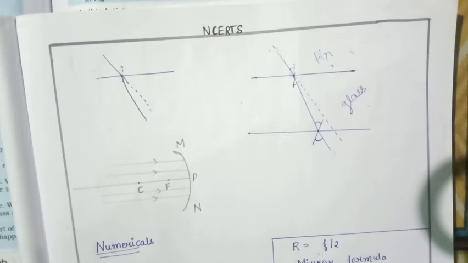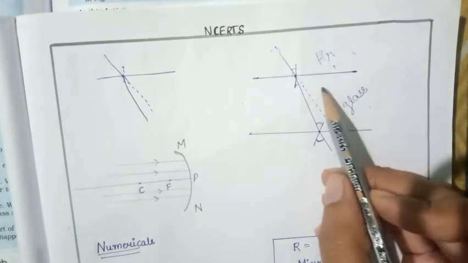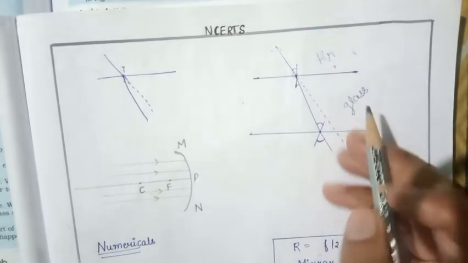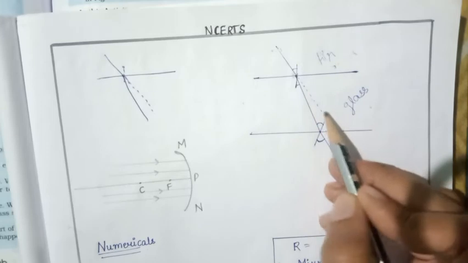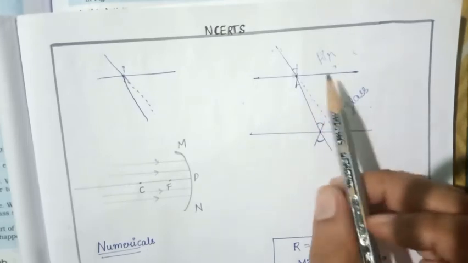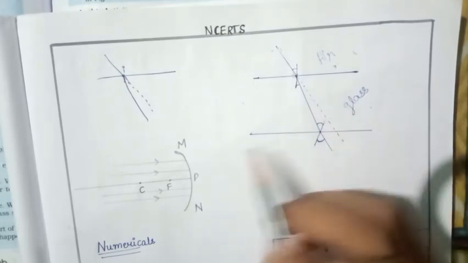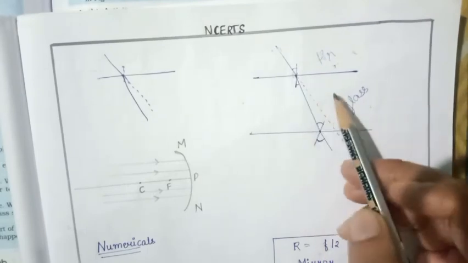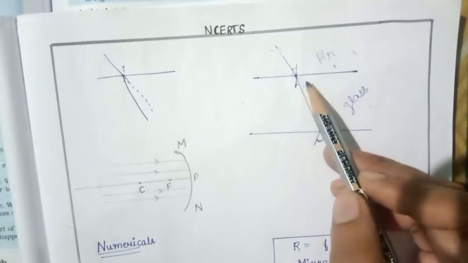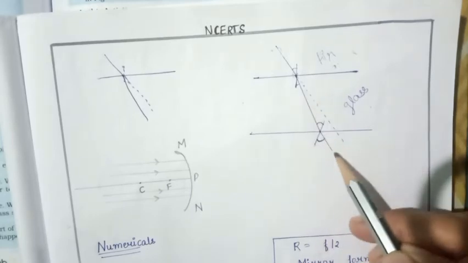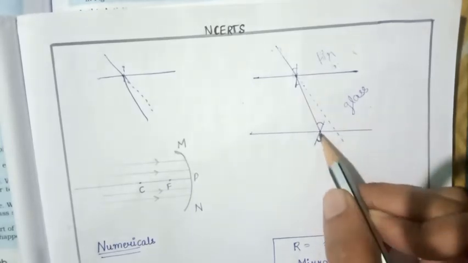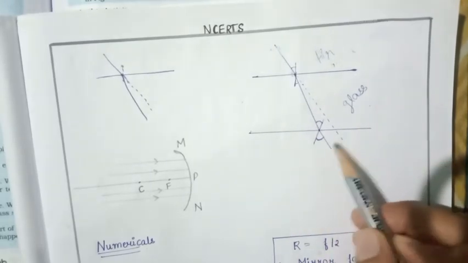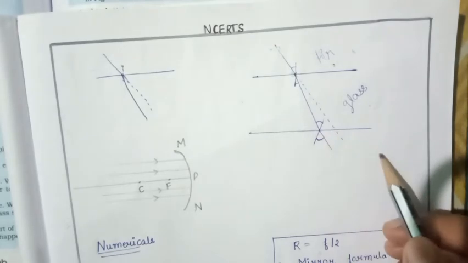Okay, your speed will decrease. Glass is also denser, so your speed decreases in the denser medium. Likewise here its speed decreases. And when it moves to a denser medium, it moves towards the normal, and when it comes to a rarer medium, it moves away from the normal.